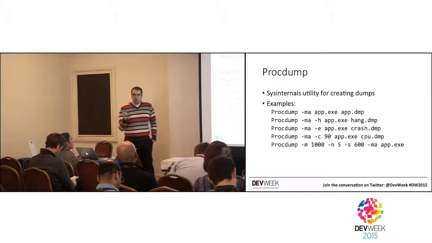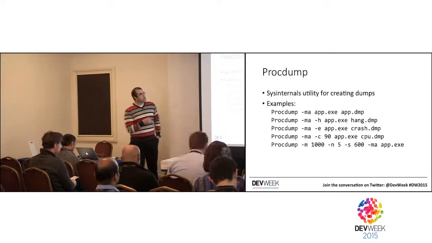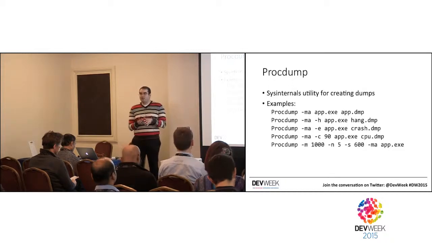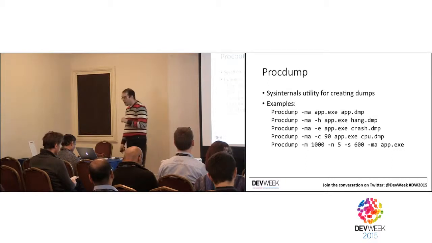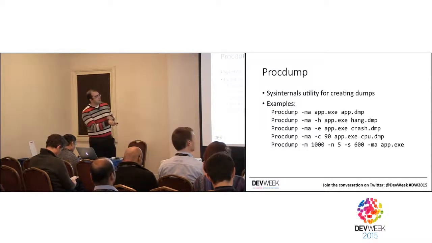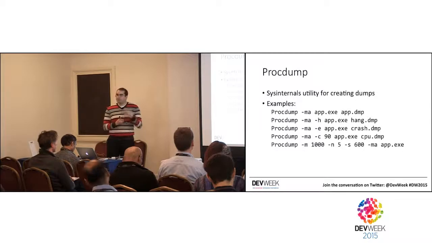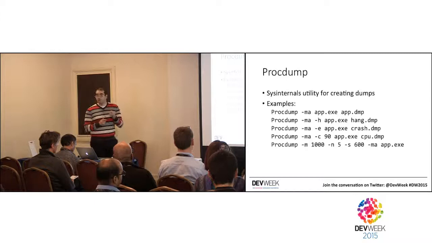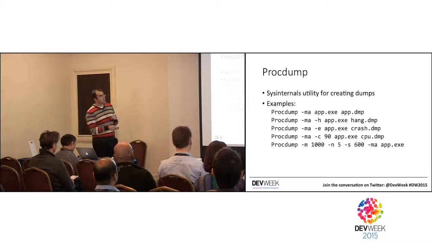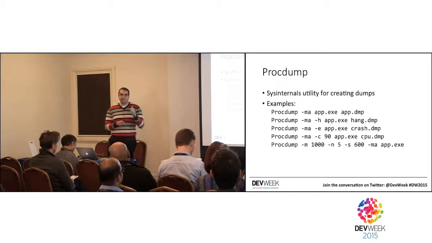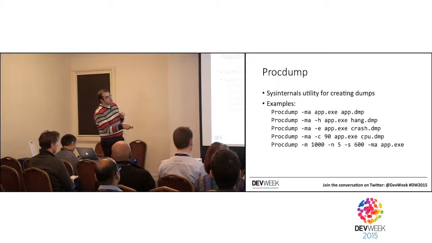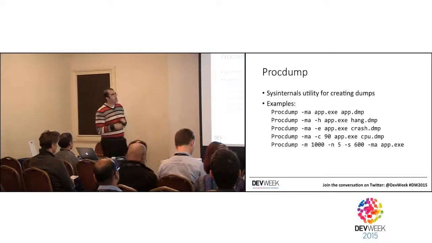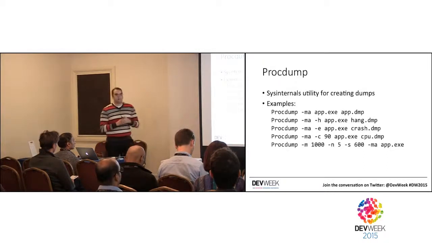But one or two things you should be aware of is that Procdump is not just a tool to capture a dump file at a particular point in time. You can configure it with triggers, with criteria. For example, this command line down here says, "Dear Procdump, please monitor a process called app.exe. And when the memory usage of that process exceeds 1,000 megabytes, then start capturing dump files across 600-second intervals, so 10-minute intervals, up to 5 files maximum."